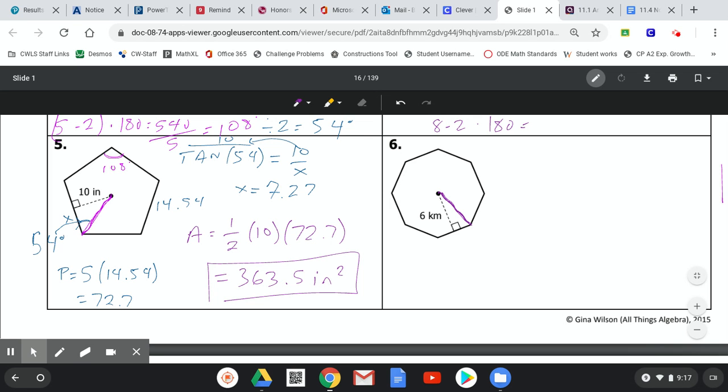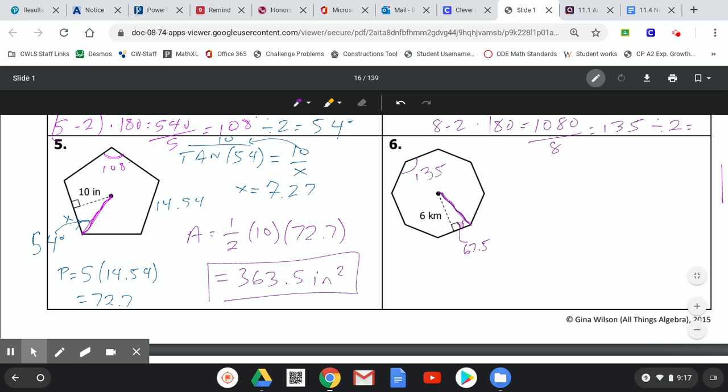Let's see. We get 1080. We divide that by 8. All right. So that gives us 135. All right. So this angle over here is 135. So to find the angle inside the triangle, we divide that 135 by 2, and we get 67.5. So this angle right in there is 67.5. Okay. That angle down there.